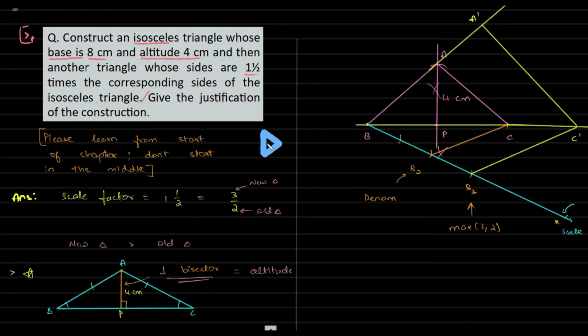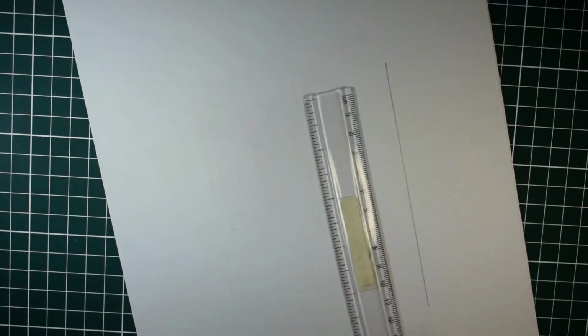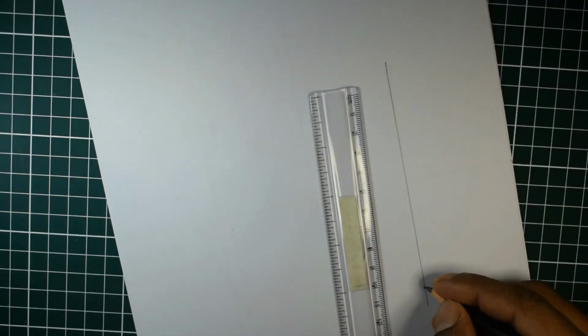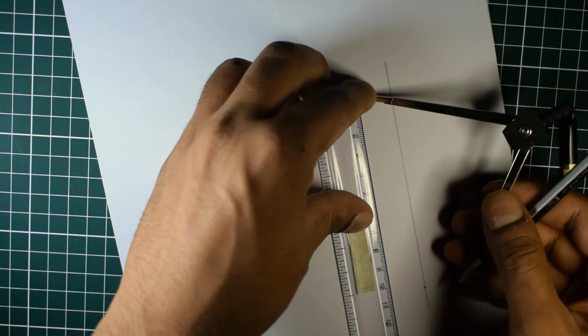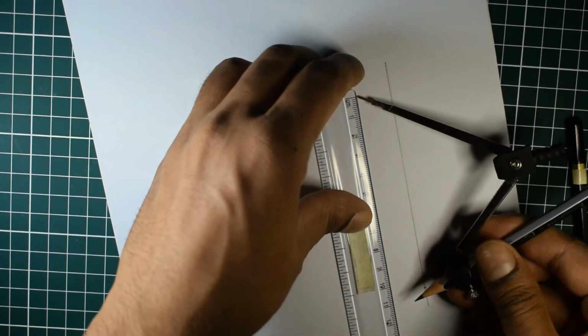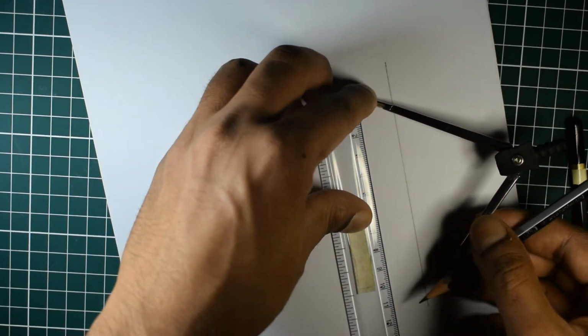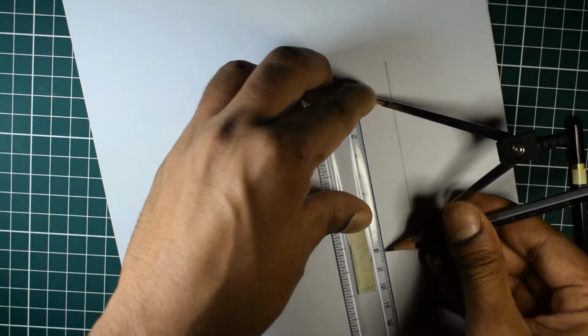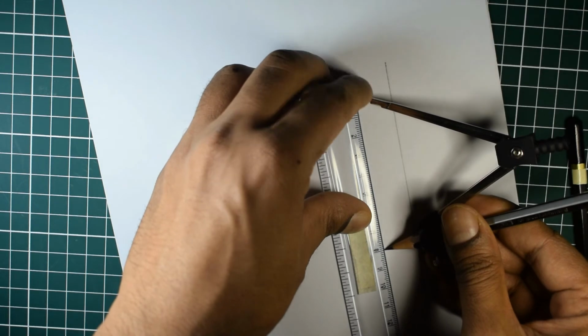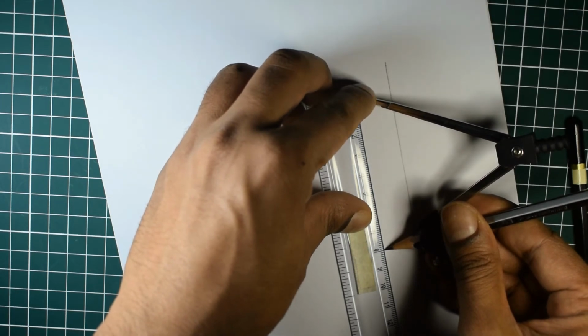Okay, let's have a look at the actual construction. We'll understand things better over there. I have already drawn a line. So base is 8 centimeters, so that length would be 8. So with compass, measure 8. Again, hold one end of the compass and press your other end, and we have 8 centimeter.